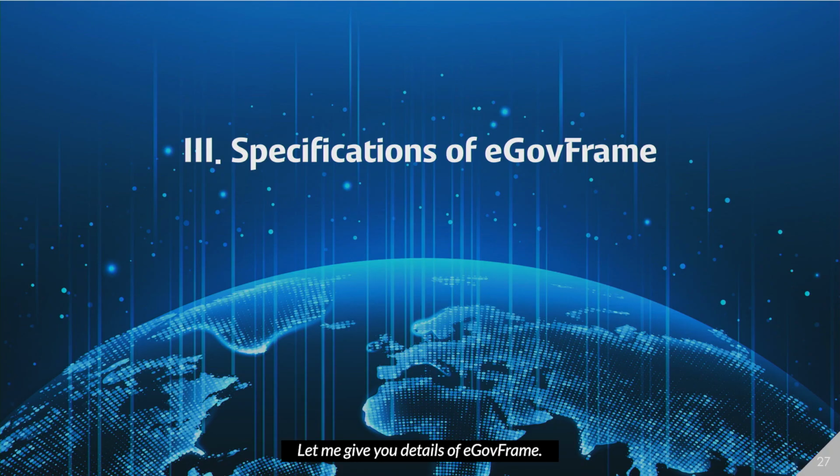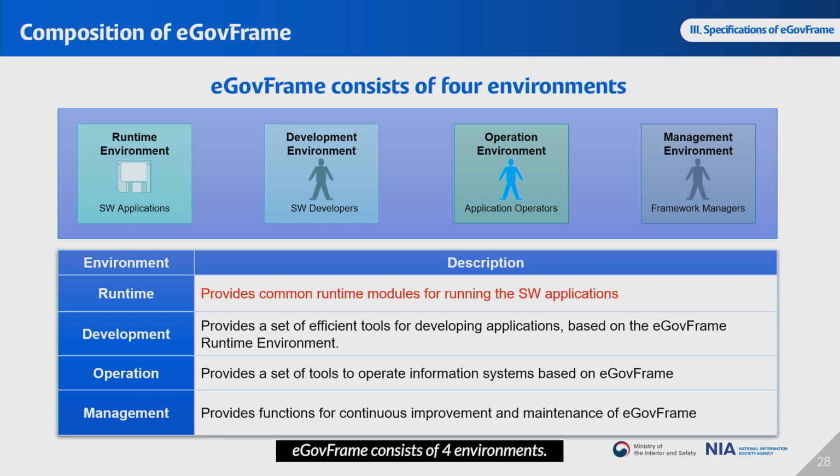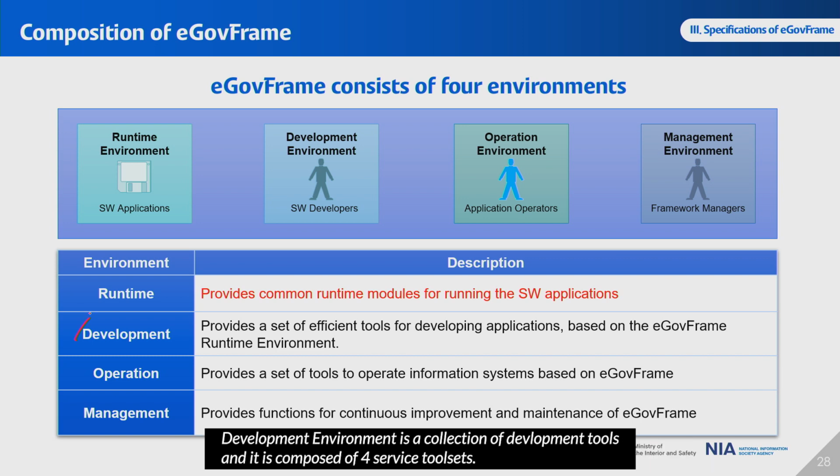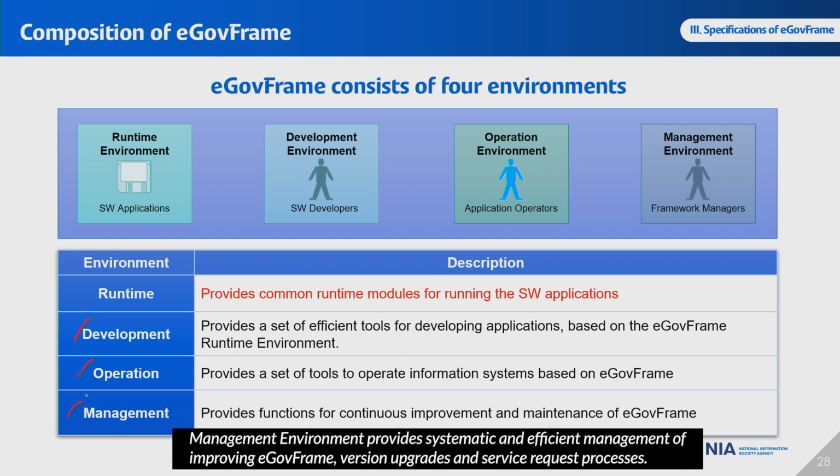Let me give you the details of eGovFrame. eGovFrame consists of 4 environments. Runtime environment is a foundation of software applications, and it provides the basic function required to run the applications. Development environment is a collection of development tools, and it is composed of 4 service tool sets. Operation environment helps you to monitor the system state based on the information collected by agent programs. Management environment provides systematic, efficient management of improving eGovFrame, and version upgrades and service request processes.